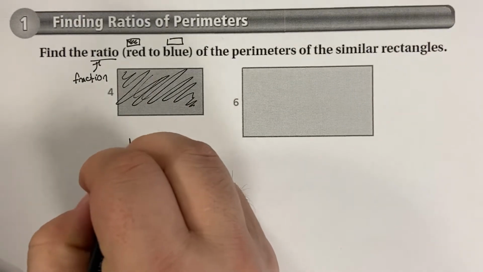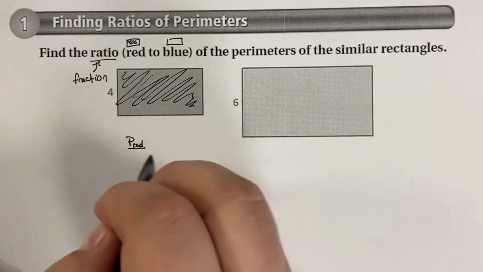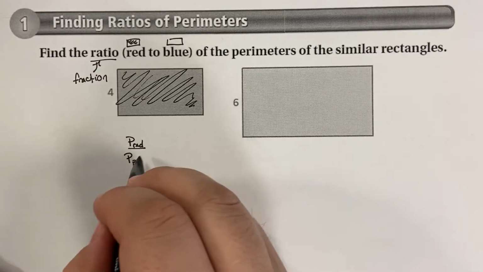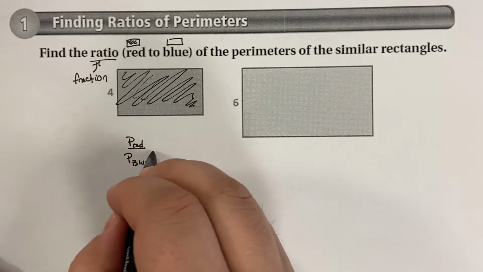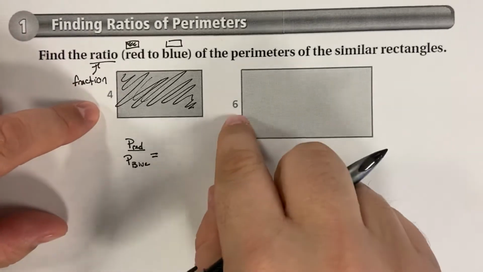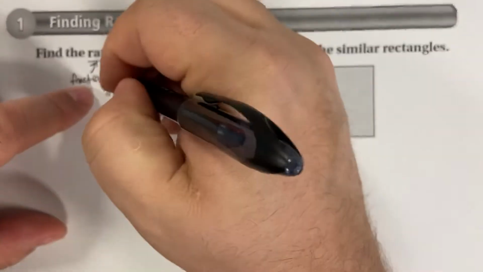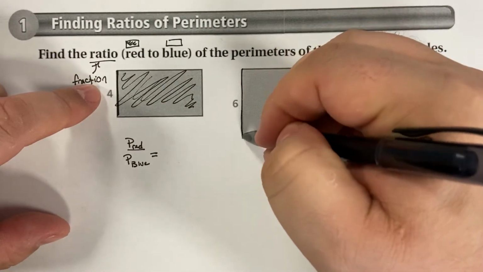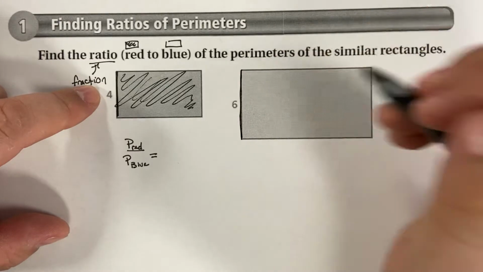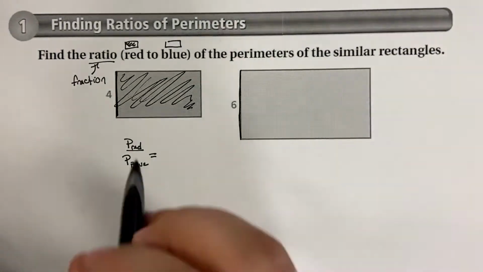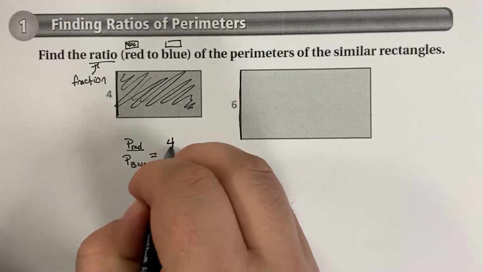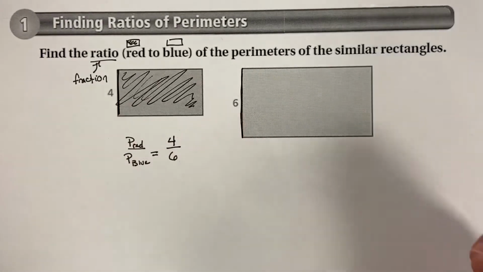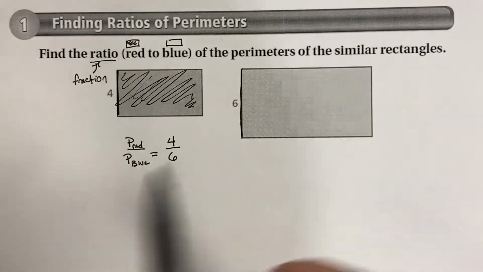So we're going to take the perimeter of red and the perimeter of blue. Well, again, we don't know the actual perimeters, but what we do know is one side of each that are similar sides. So this is a short side and this is a short side. They are similar. So I can take that and say 4 to 6, because if we remember before in our proportions, this is what we would have done. We would have compared similar sides.